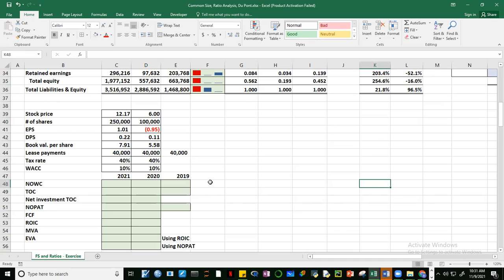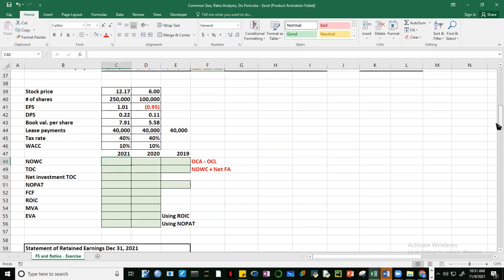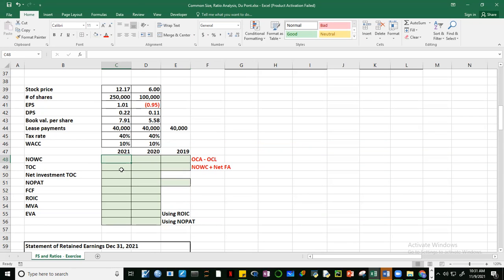We did this last time, guys. So, by way of review, let's write the formula here. NOWC is your operating current assets minus operating current liabilities, right? For TOC, it's your NOWC plus your net fixed assets. So let's first compute for the net operating working capital. We need this in order to compute for the net investment, in order to compute for the ROIC, etc.